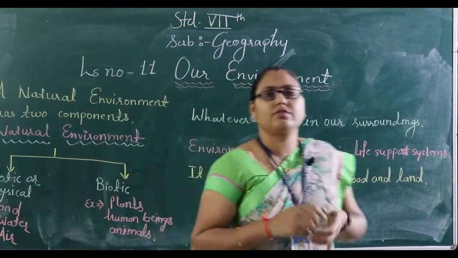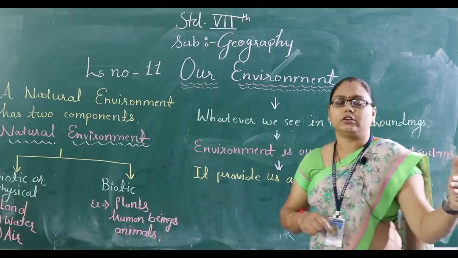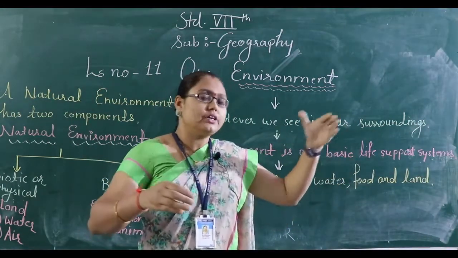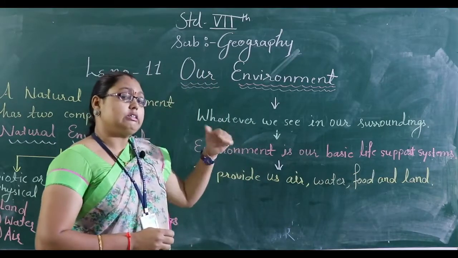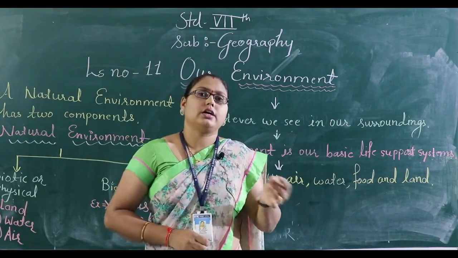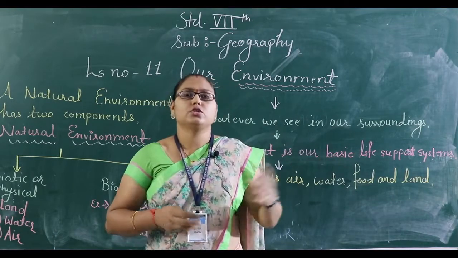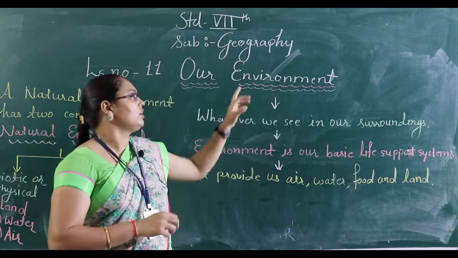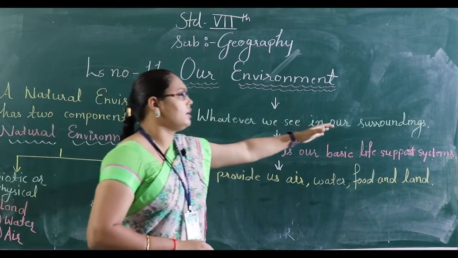Whatever we see in our surroundings, we see some natural and some human-made environment: natural environment and human-made environment. In our surroundings we see mountains, rocks, plants, animals, buildings, temples. All these parts are included in our environment. So environment means whatever we see in our surroundings.